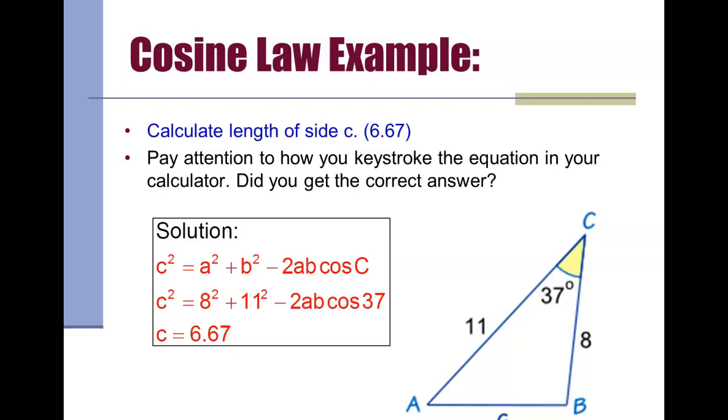All right, so how did you do? I wrote down the cosine law here. I plugged in my numbers. Did you get 6.67 out of your calculator? If you did, whatever you're doing is perfectly fine. If not, try again, ask a friend, or come talk to me, because we want to make sure that you can get this number out of your calculator.